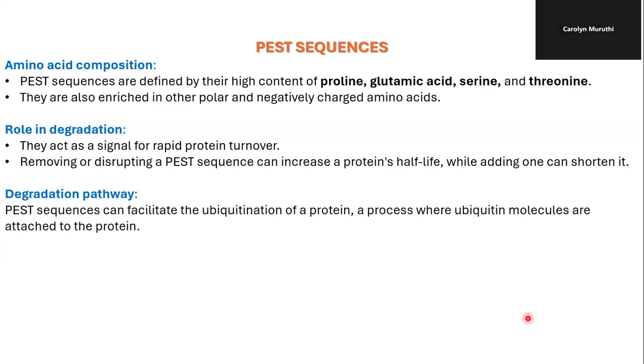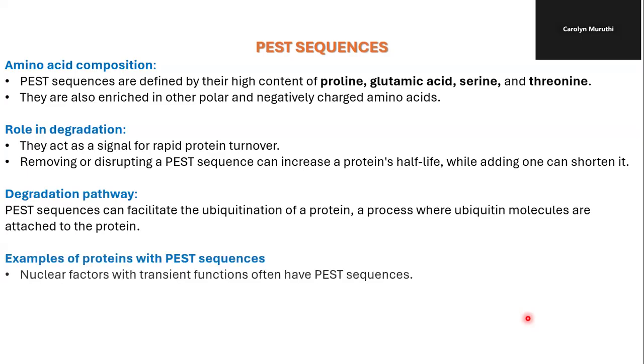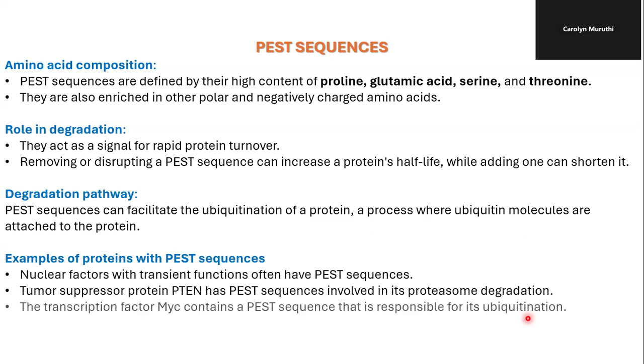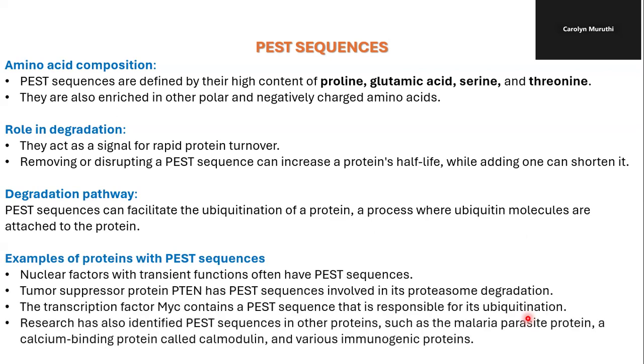So what is the pathway? How are they involved in the degradation of proteins? So they facilitate ubiquitination of a protein. This is where ubiquitin molecules are attached to a protein, tagging it and subjecting it to degradation. Some examples of proteins with PEST sequences include the nuclear factors, the tumor suppressors, transcription factors, and also some research has established that some proteins in the malaria parasites, that is the calmodulin, and other various immunogenic proteins have PEST sequences.